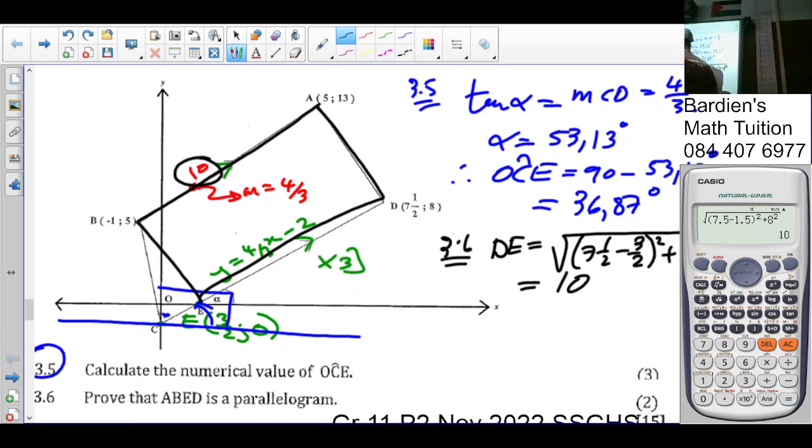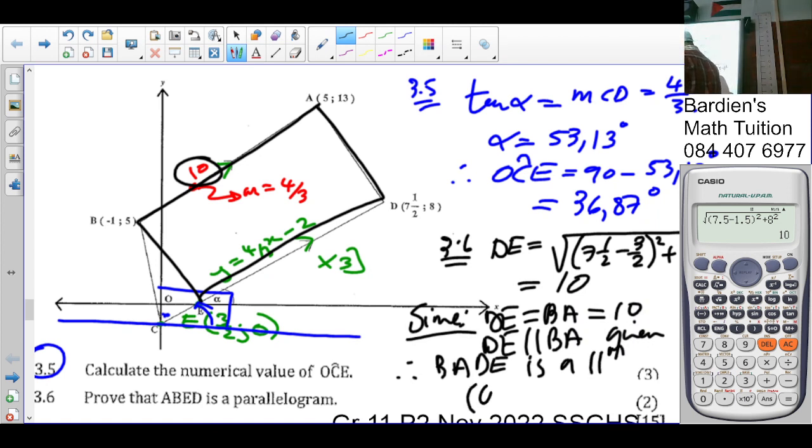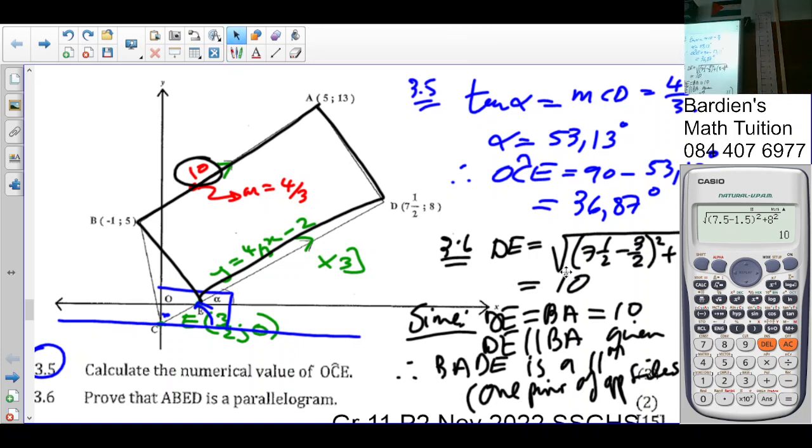Can you see that? So now we say since DE is equal to BA, which is equal to 10, as well as DE is parallel to BA, given, no? That was proven. Therefore, BADE is a parallelogram. Why? Because one pair of opposite sides are equal and parallel. Since one pair of opposite sides are equal and parallel, it suffices to conclude it's a parallelogram.